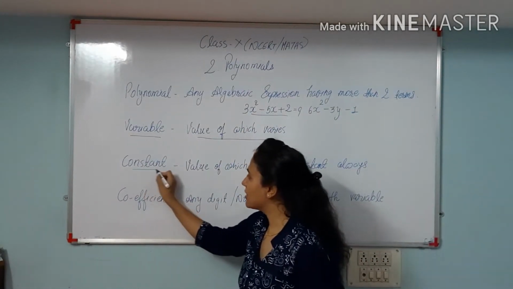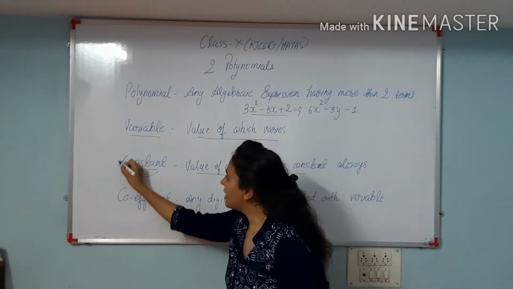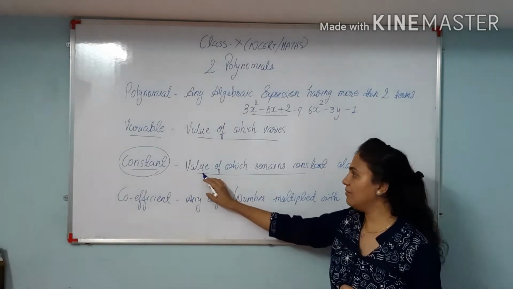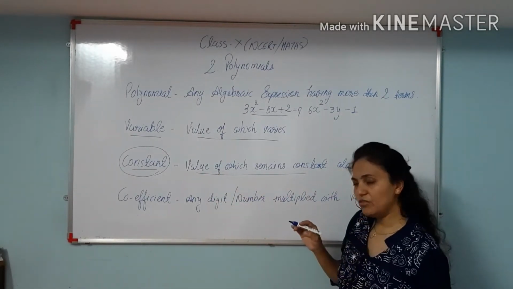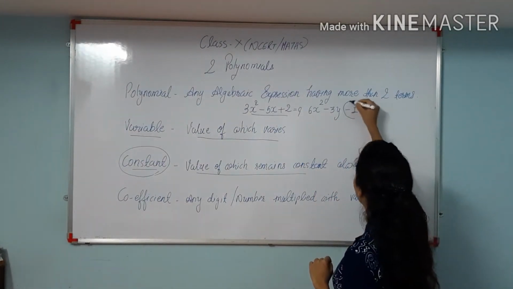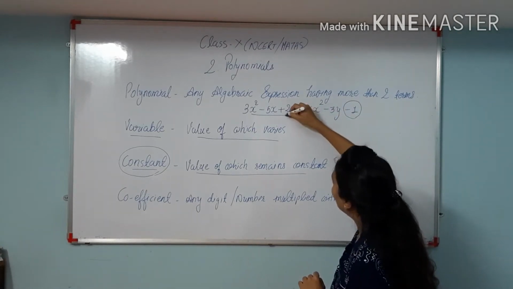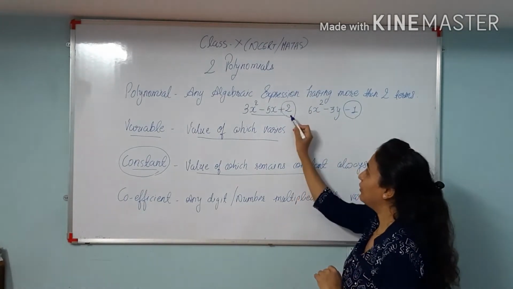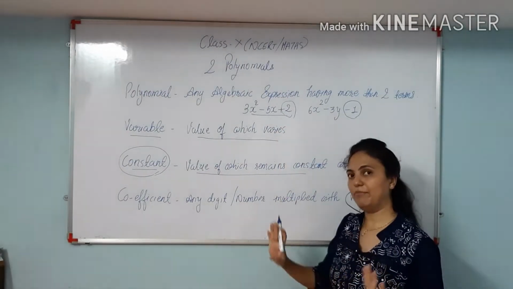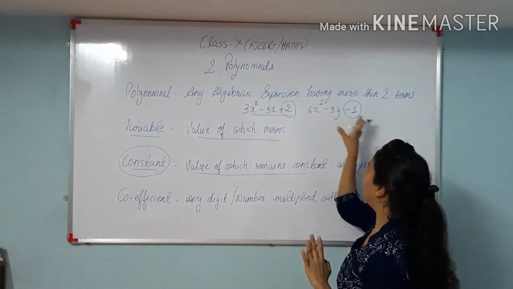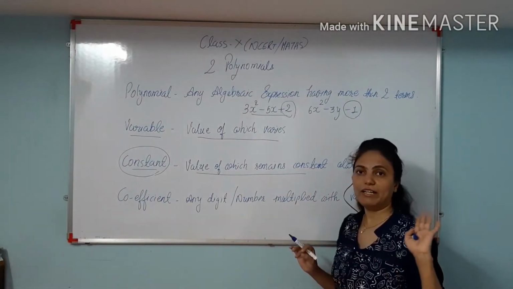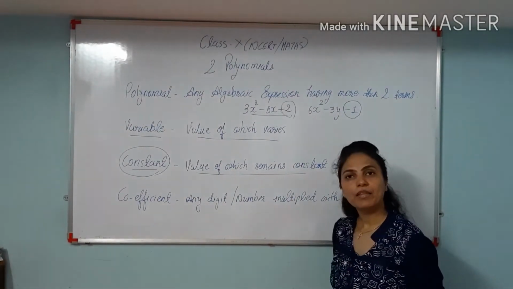The next term is constant. The word itself defines it. What is constant? Any digit or any number, the value of which remains constant. It means it doesn't change anywhere. So we know any constant used in the polynomial is called constant. Here we know plus 2, here we know minus 1. This will never change. The value of plus 2 will remain plus 2 everywhere and value of minus 1 will remain minus 1 everywhere. So the value of which remains constant is called constant.